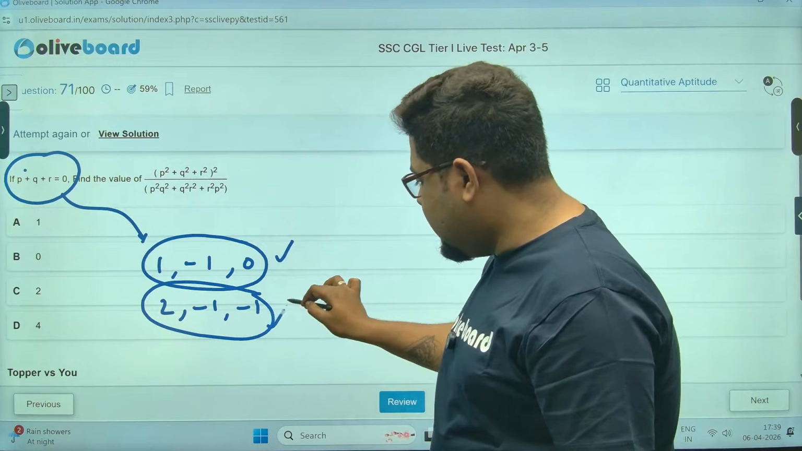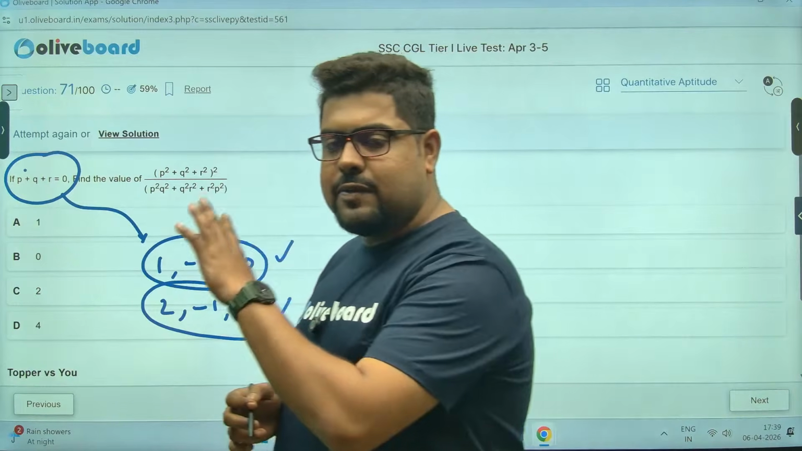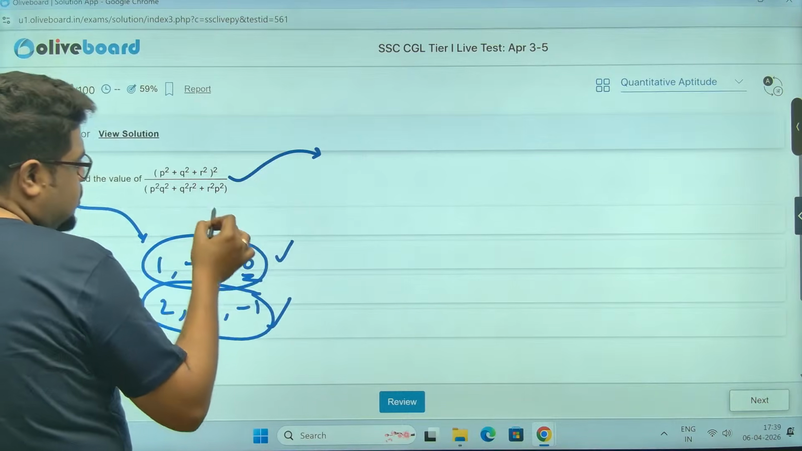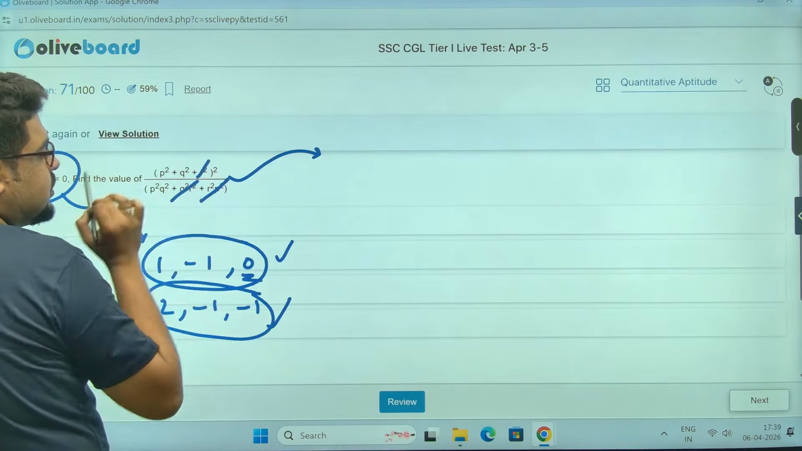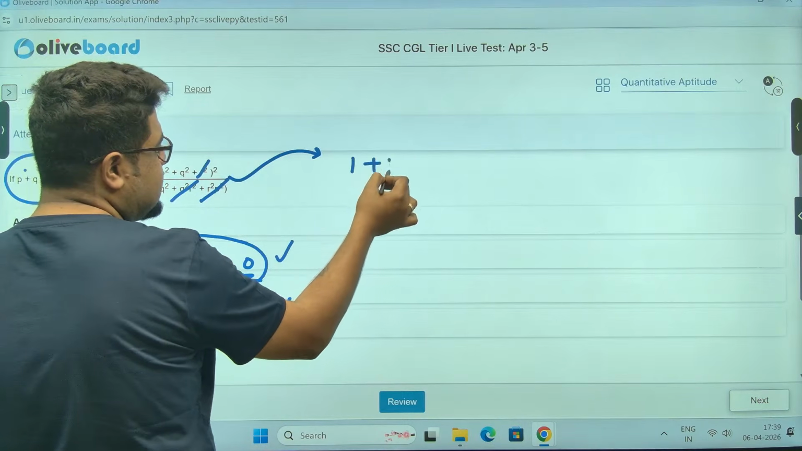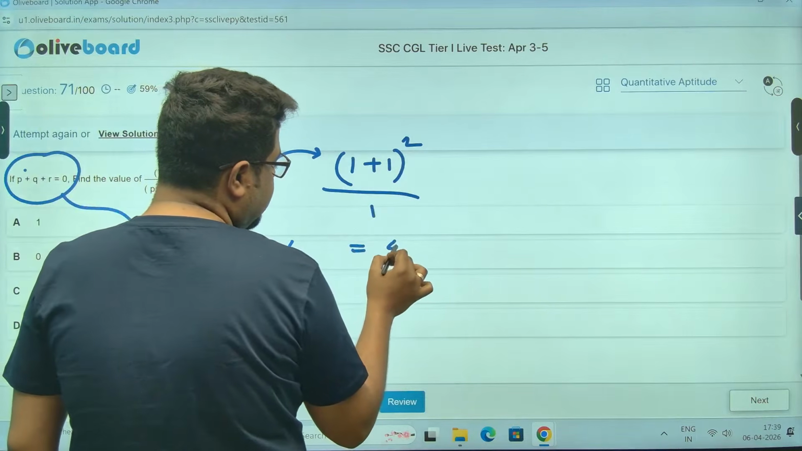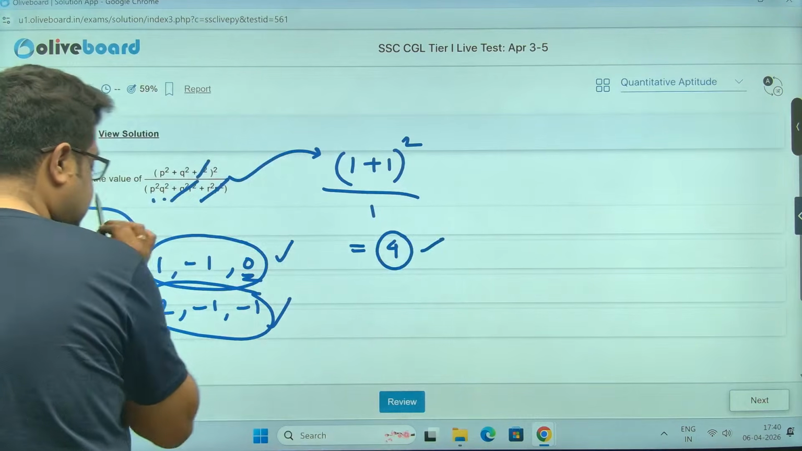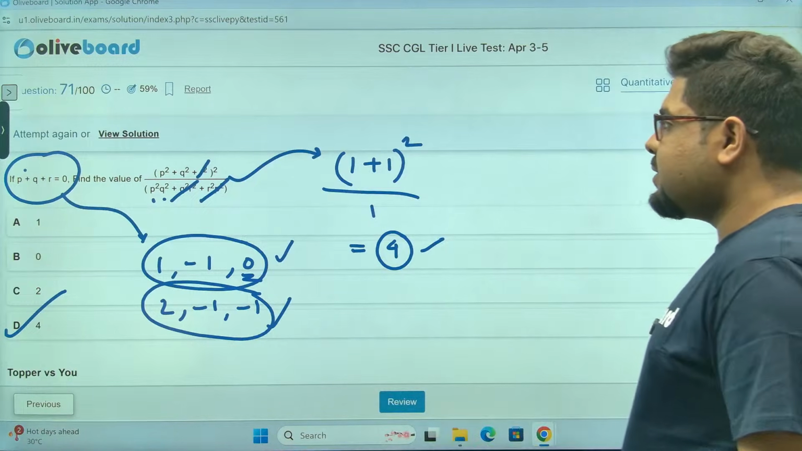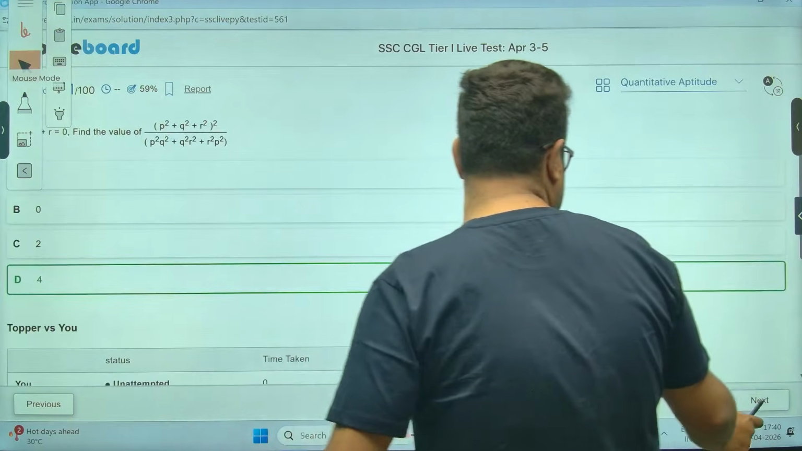Because if I take the other one, the calculation is a little lengthier compared to the first one. So I'll always take the first one if that is possible. So R is 0. So wherever I see R, I'll put 0. I'll not calculate. So this is P square plus Q square, 1 square plus 1 square whole square by 1 square into 1 square. So 4 is the answer, sir. Option D. Option D, sir. Khatam. Again, hardly takes you 10 seconds.